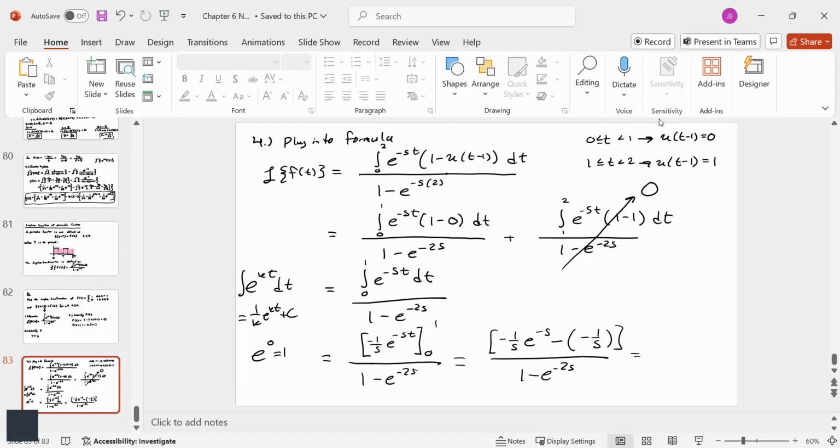And then if we simplify that, a negative negative becomes a positive, so we get 1 over s minus e to the negative s over s, all over 1 minus e to the negative 2s. And that answer is perfectly fine. You could simplify it by combining, but it's kind of up to you at that point. But that is our Laplace transformation.